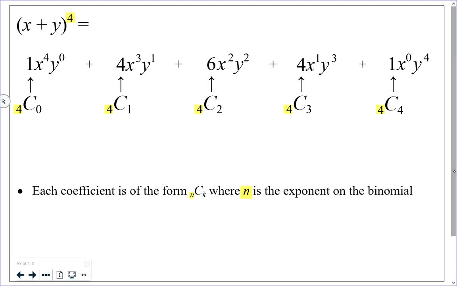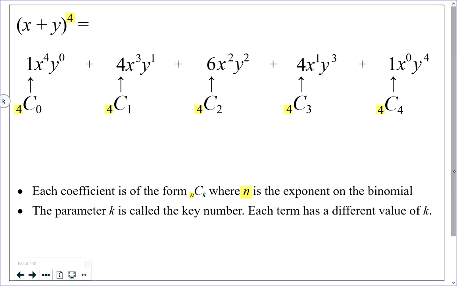That the n in the first part is always the exponent. So when I ask you what is n when we calculate the coefficient of the first term, or what is n when we calculate the coefficient of the third term, n is the same for all of the terms. But k is a different number for each term. K is a parameter. I call it the key number. I don't see that written anywhere in text, but I like the word key because it starts with the letter K. Obviously, this is not a vertical shift. Okay? And each term has a different value of k.